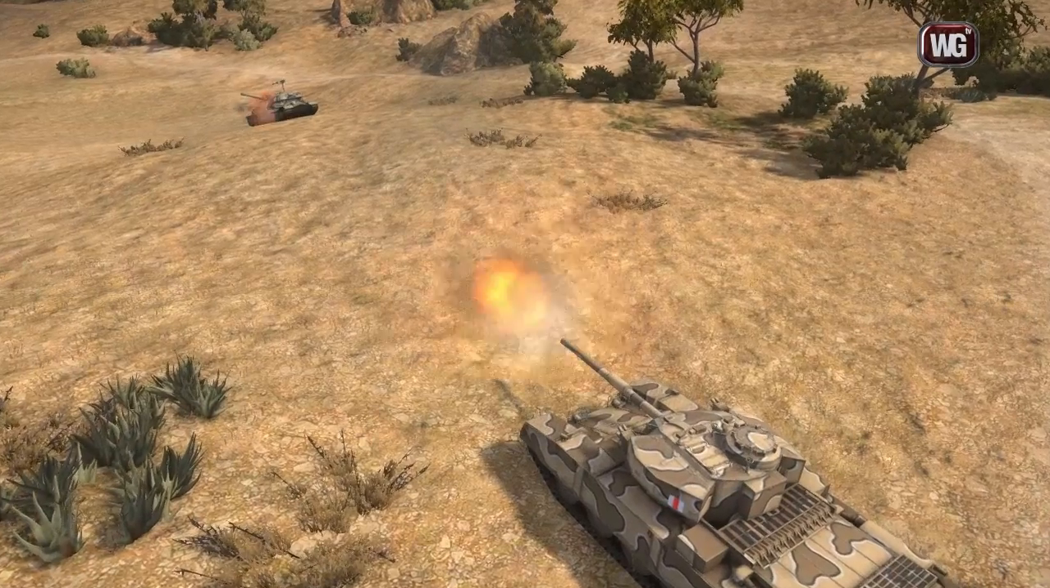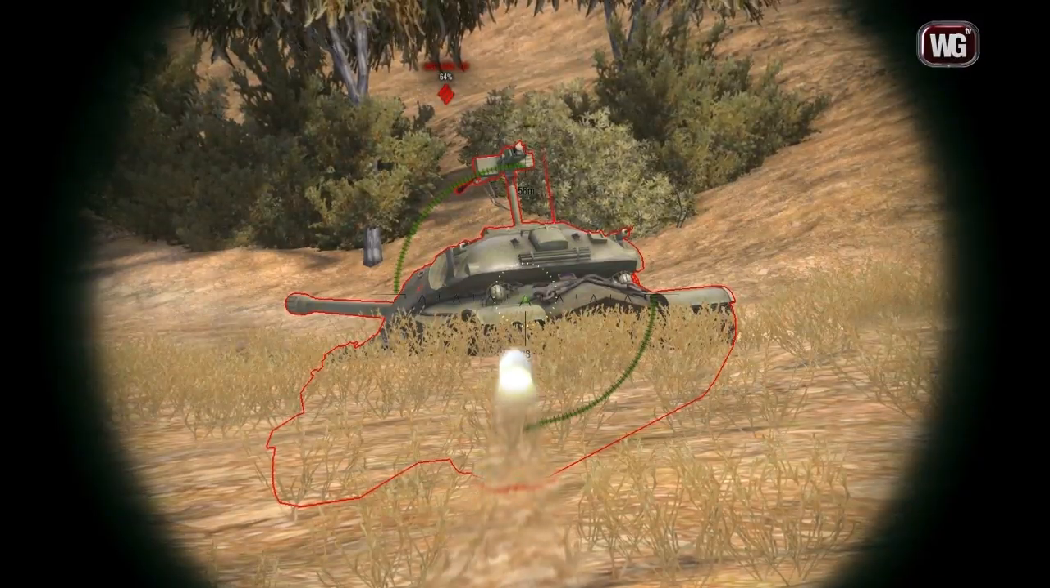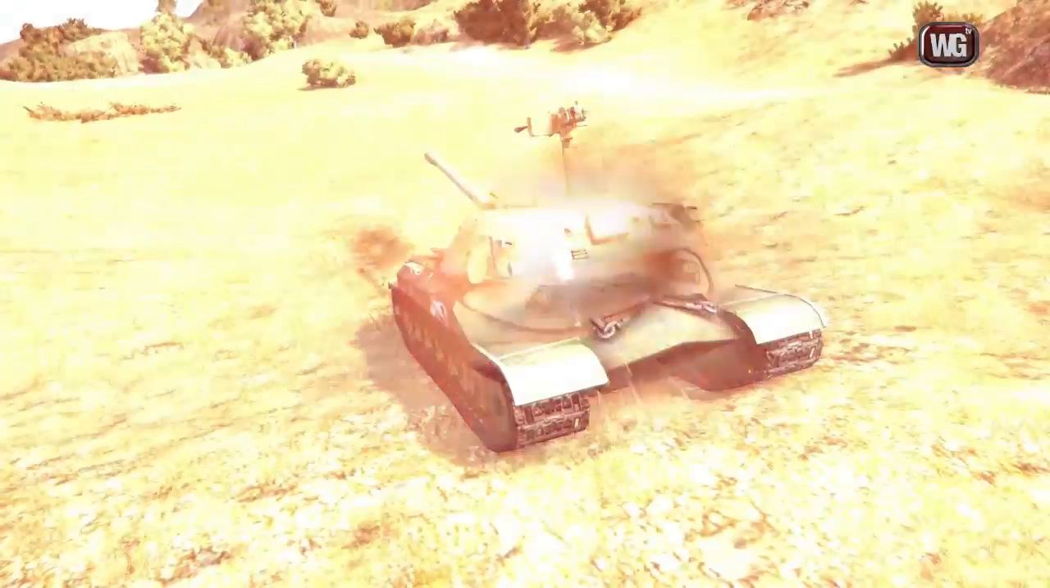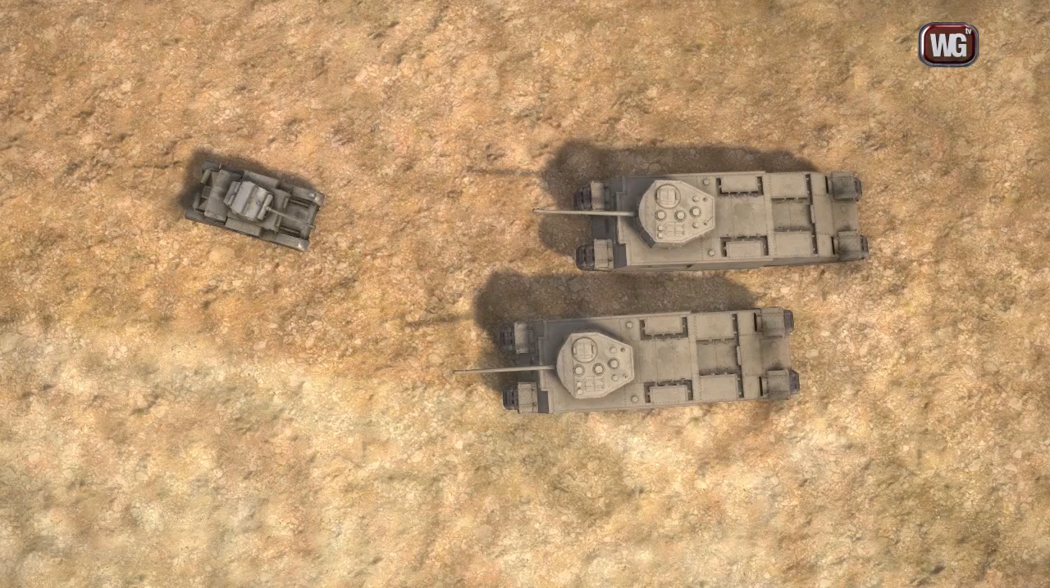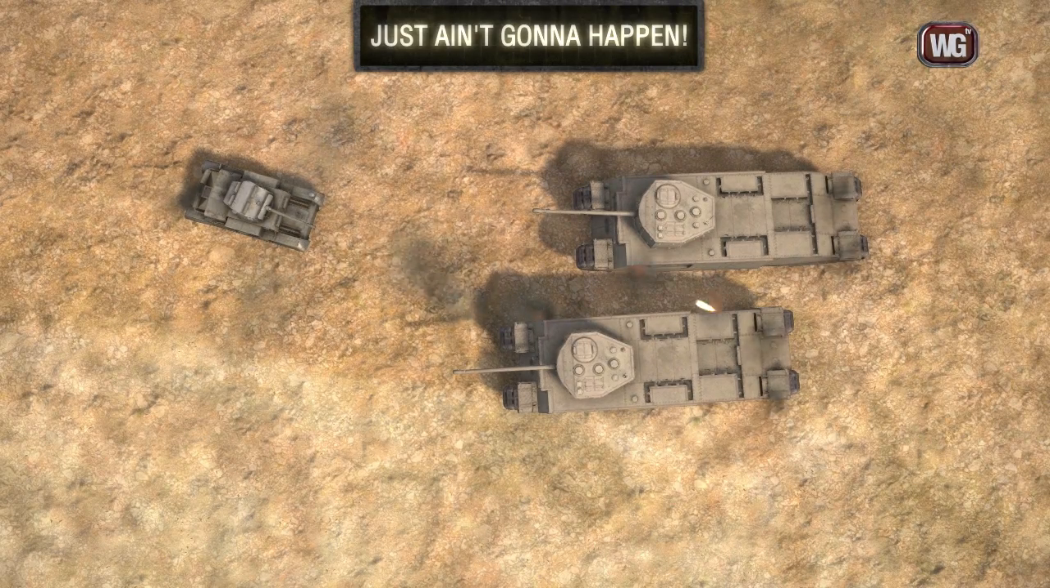Even after a shell ricochets, it can still cause damage to the target, but this is possible only within one vehicle. Playing pool won't work here though. Don't count on hitting more than one tank with one shell using ricochets.